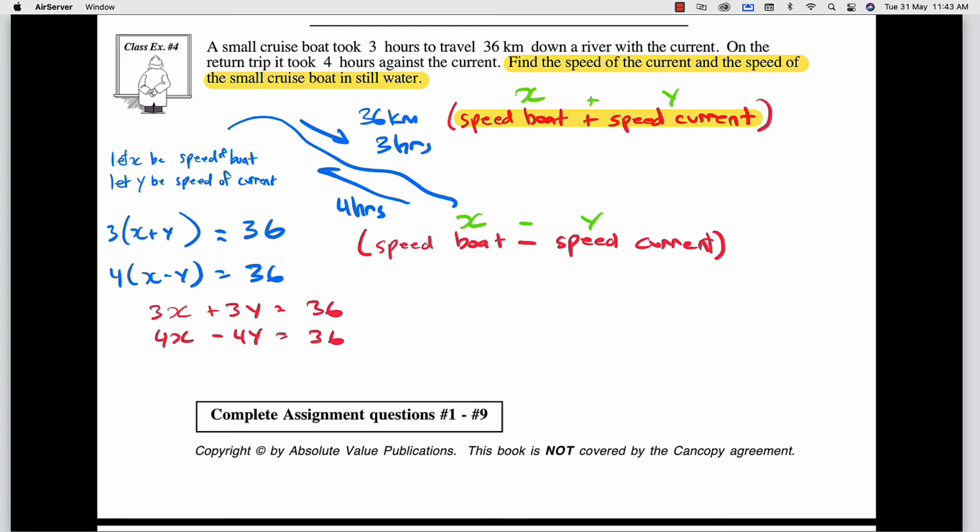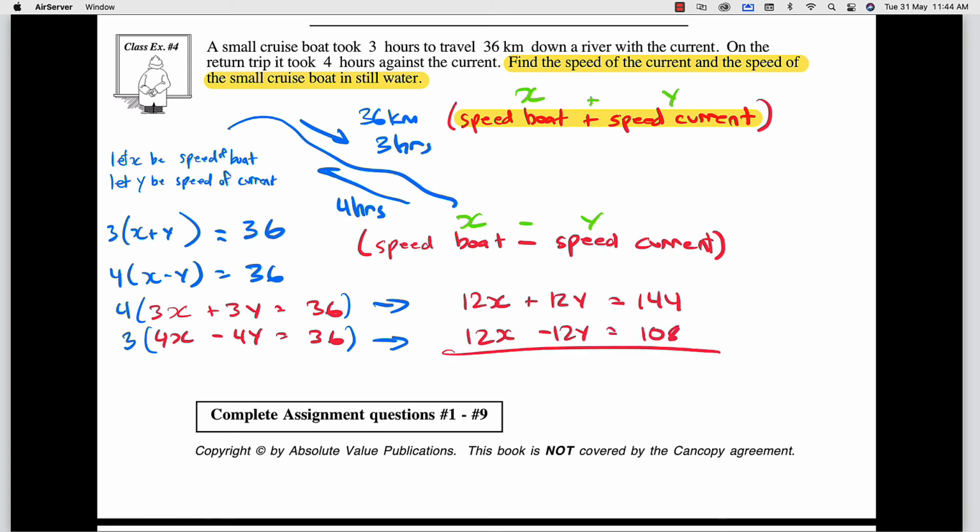Now, I've got to figure out whether I want to use substitution or elimination, and the problem with using substitution is I'm going to end up with some fractions, so probably easier to use elimination in this case. So I need to multiply the bottom by 3 and the top by 4. That is going to get me new equations: 12x plus 12y equals 36 times 4, which is 144, and 12x minus 12y equals 108.